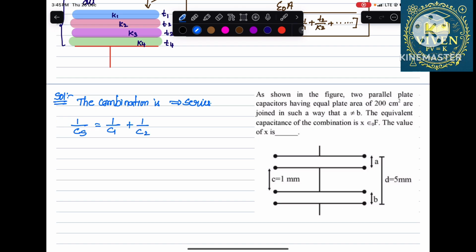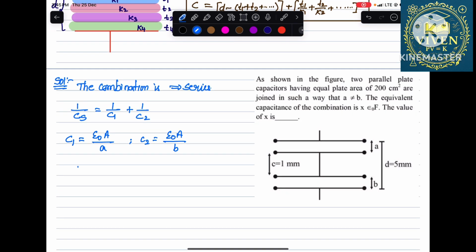Now let me write C1 value. C1 is equal to, from our basic formula, epsilon naught A by D. What is the distance? A. And similarly, what is C2 formula? Epsilon naught A by D. What is the D? B. Done. So now let me substitute there. So 1 by C series is equal to 1 by C1, that will be A by epsilon naught A, and 1 by C2, that is B by epsilon naught A, which will give me A plus B by epsilon naught A.